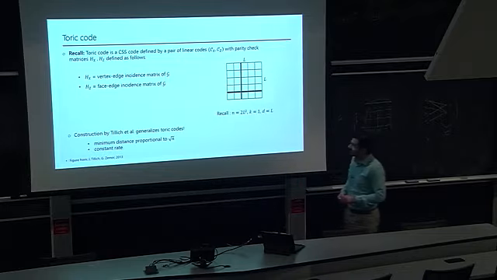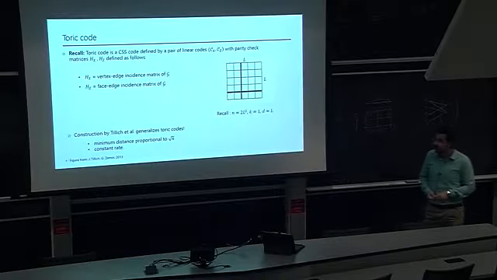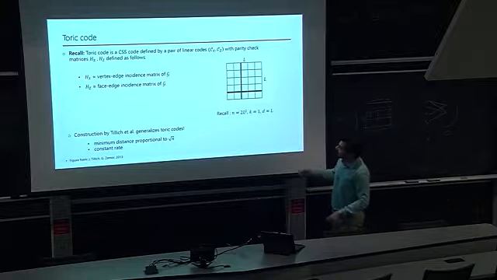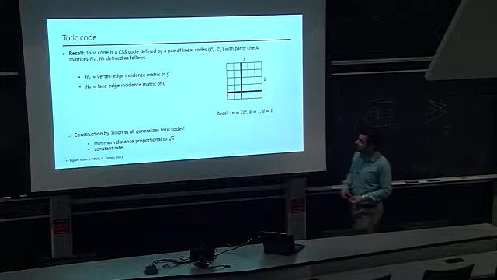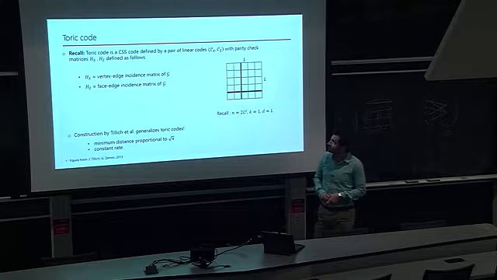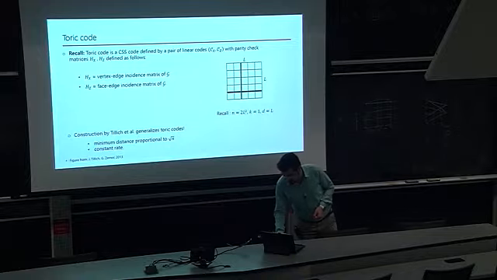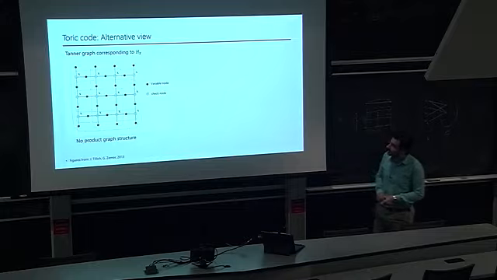Now, the construction that we want to consider today is basically a generalization of the toric code. That's why I have chosen this one, and also because it's the state-of-the-art result. It has the same property that the minimum distance is proportional to root n, but in contrast to the toric code where the rate is 0, it has a constant rate. So it's quite a good generalization of this class of codes.